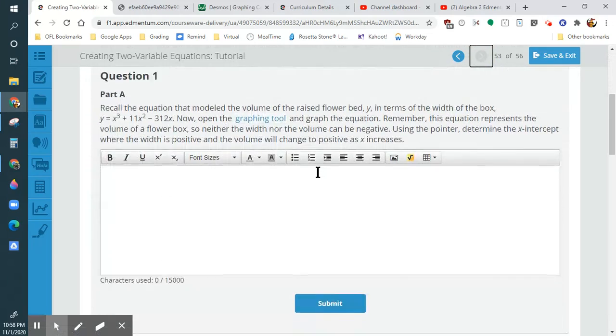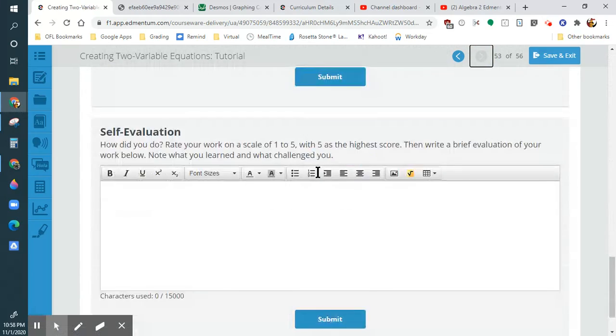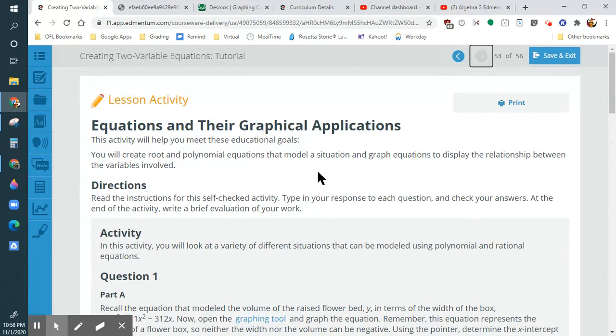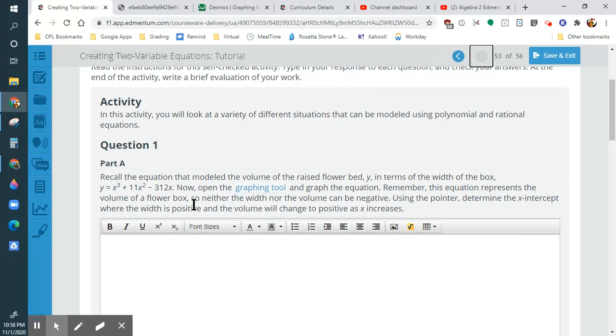All right, let's do an actual graph on this. Okay, it's not as bad as I thought. I was debating whether I had to make another video for this one. So recall that we modeled using graphing tools. So this is going to be that flower bed one. Remember, the equation represents the volume of the flower bed, so either its width or length. Use the pointer, the intercept.